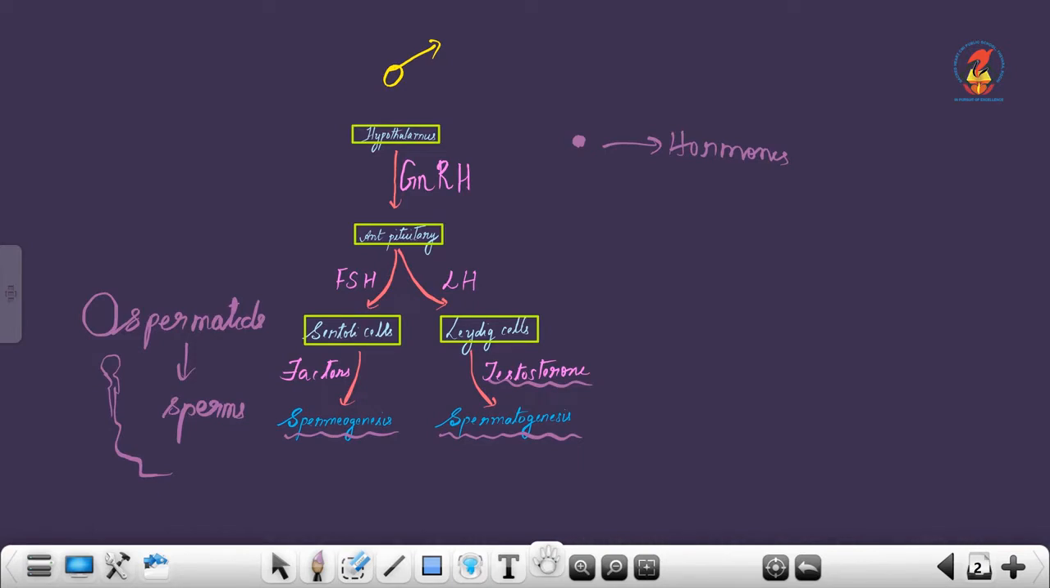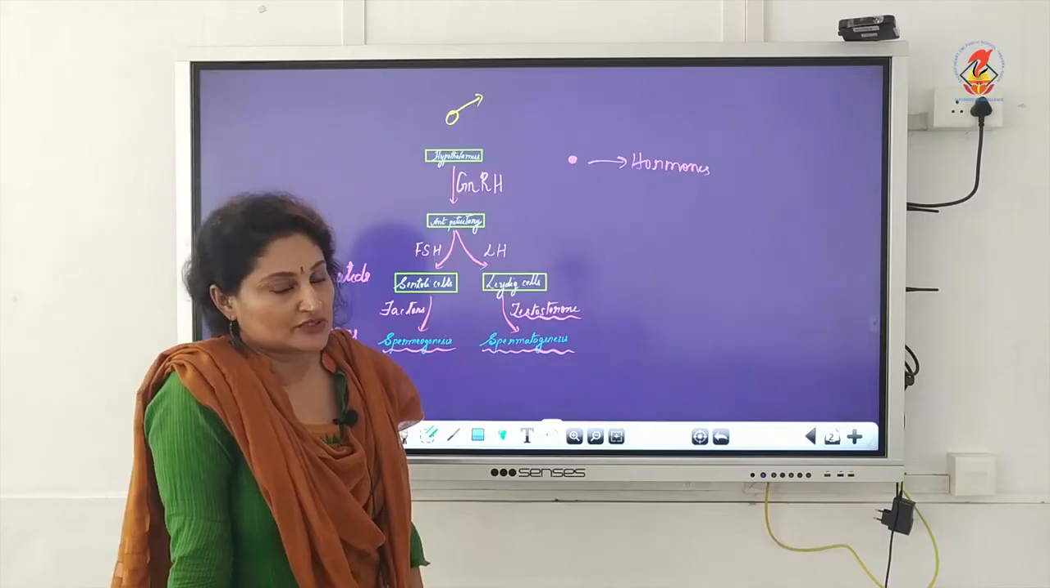The FSH triggers the Sertoli cells, and the Sertoli cells as a result produce factors which bring about spermiogenesis. On the other hand, the LH, which is produced by the anterior pituitary, stimulates the Leydig cells to produce testosterone, and the testosterone is responsible for the process of spermatogenesis.